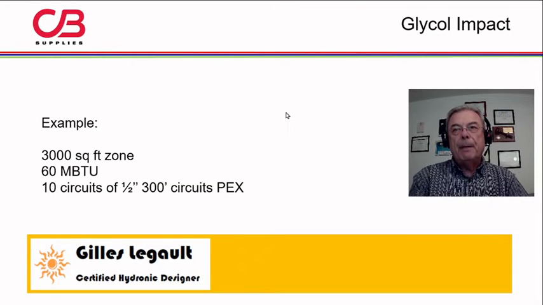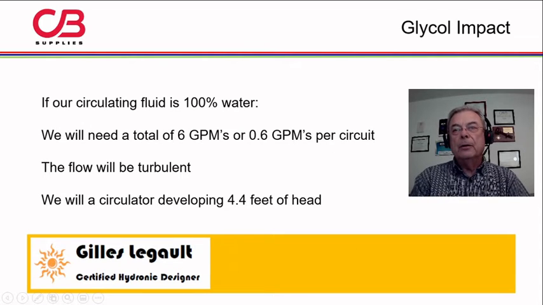Here is an example of a zone, let's say a 3,000 square foot zone needing 60,000 BTUs. Well, that could be done through 10 circuits of half-inch PEX PERT 300 footers. Now, if I was to use 100% water, what would I have? Well, I would need 6 GPMs for the floors, or 0.6 GPMs per circuit. The flow would be turbulent, so I would need a circulator that could develop 4.4 feet of head.